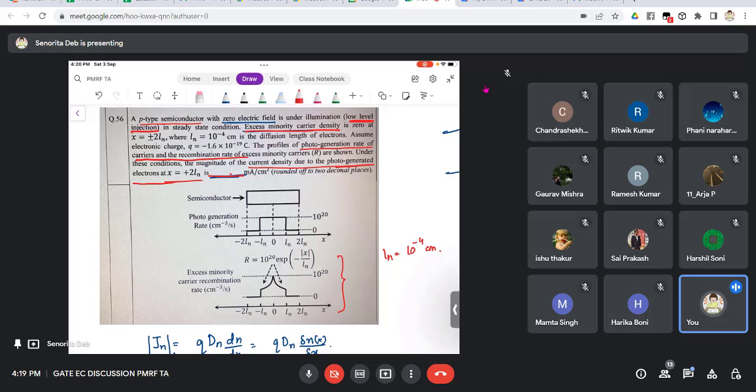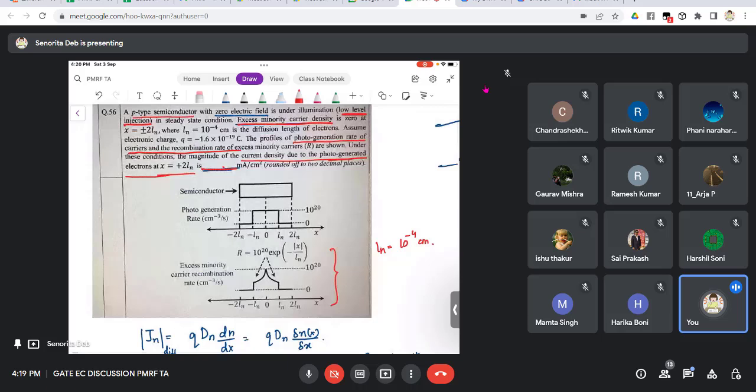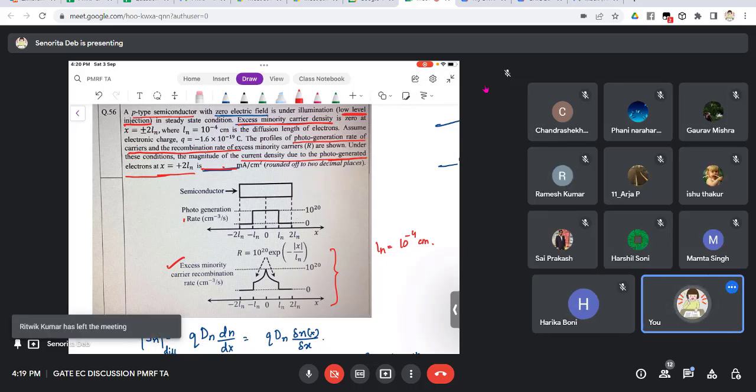So let's start with the question. This is the photo generation rate profile and this is the excess minority carrier recombination profile. Okay. So we will see how both of these profiles are actually used.